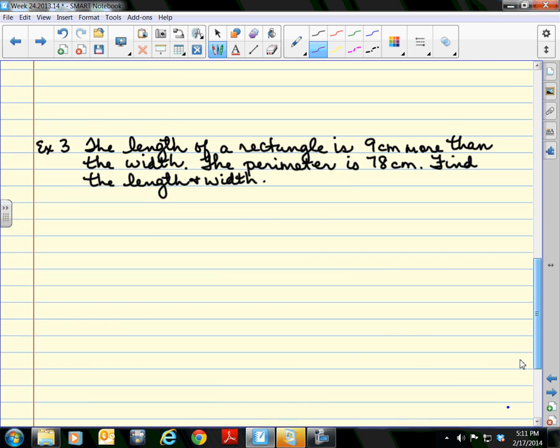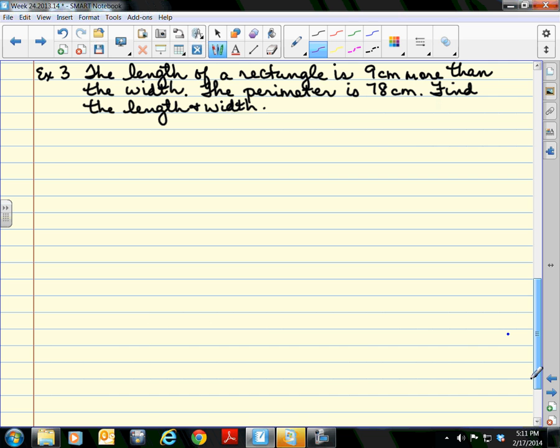Okay, now example 3. Go ahead and write that down. The length of a rectangle is 9 centimeters more than the width. The perimeter is 78 centimeters. Find the length and the width. You all right?